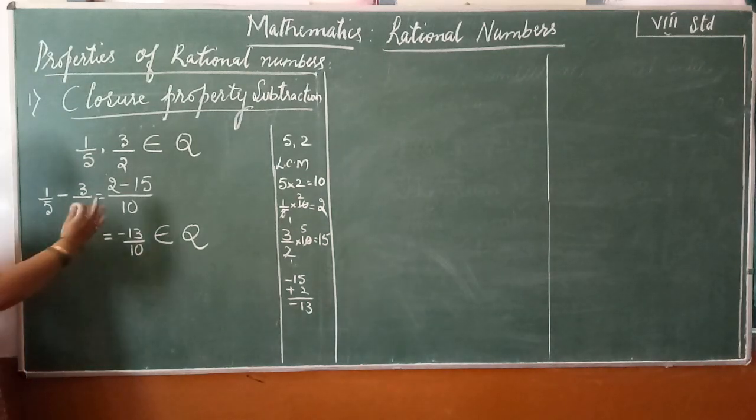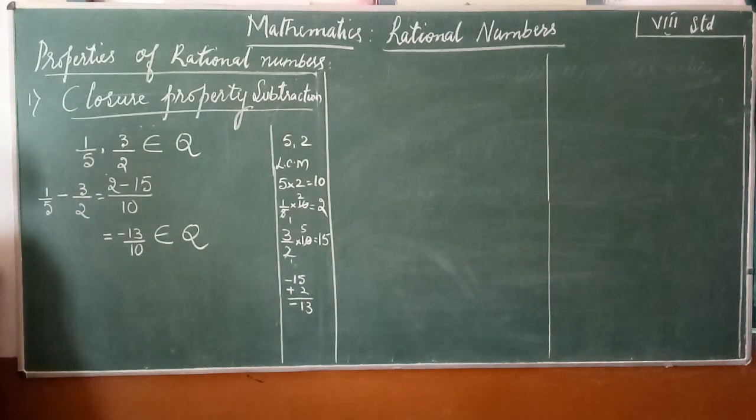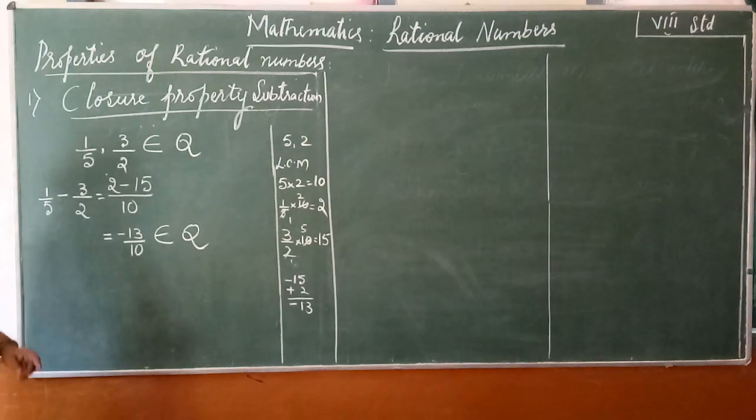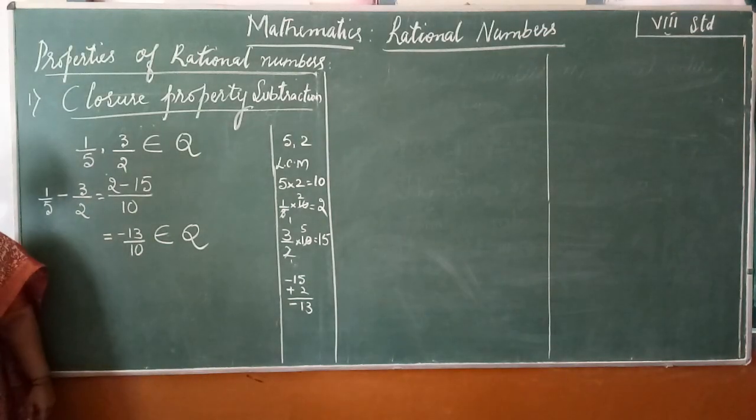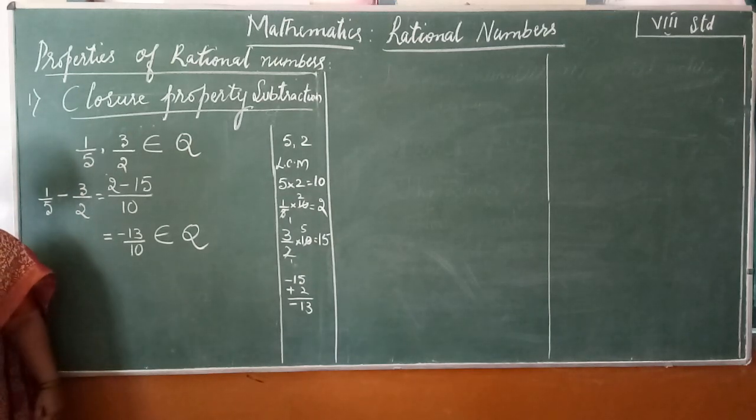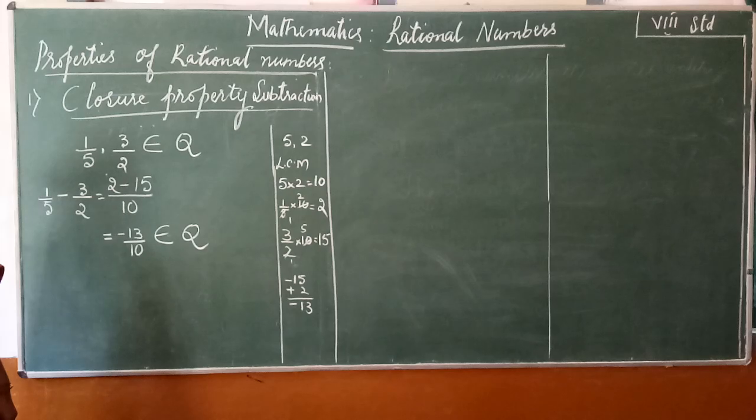You can do this for any rational numbers, numerous rational numbers. The difference between any two rational number is always a rational number. I repeat, it's an important statement. The difference between any two rational numbers is always a rational number.